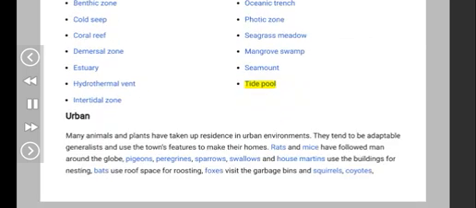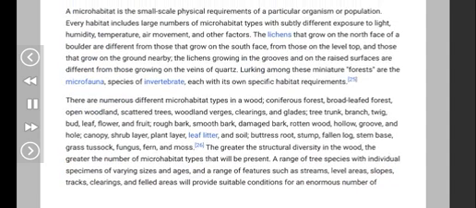Tide pool. Urban. Many animals and plants have taken up residence in urban environments. They tend to be adaptable generalists and use the town's features to make their homes. Rats and mice have followed man around the globe. Pigeons, peregrines, sparrows, swallows and house martins use the buildings for nesting. Bats use roof space for roosting. Foxes visit the garbage bins and squirrels. Coyotes, raccoons and skunks roam the streets. About 2,000 coyotes are thought to live in and around Chicago.